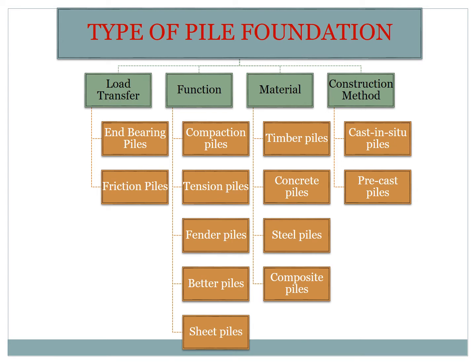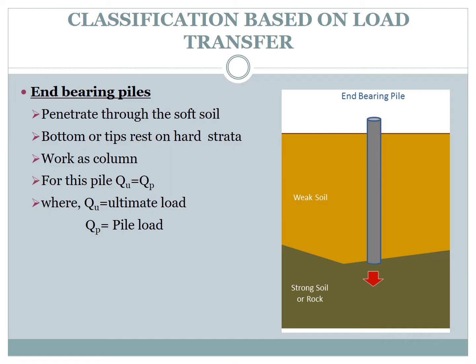Next, types of pile foundation. According to load transfer, there are two types: end bearing pile and friction pile. According to function: compaction pile, tension pile, fender pile, batter pile and sheet pile. According to material: timber pile, concrete pile, steel and composite pile. And according to construction method: cast in situ and precast pile. Let's start the classification of pile foundation.